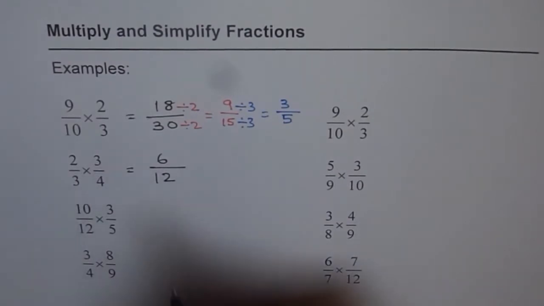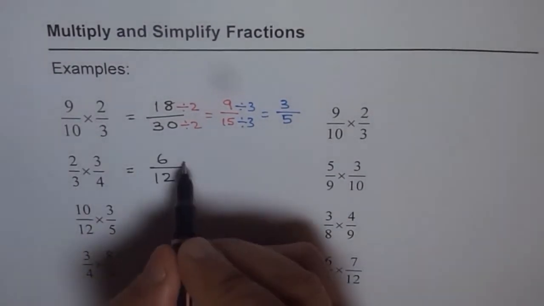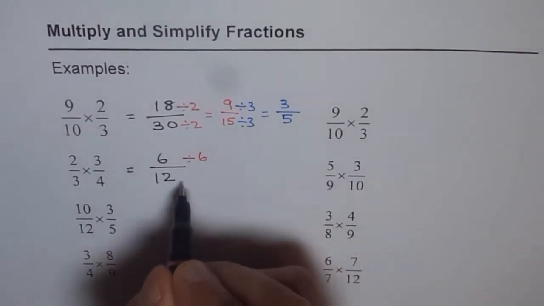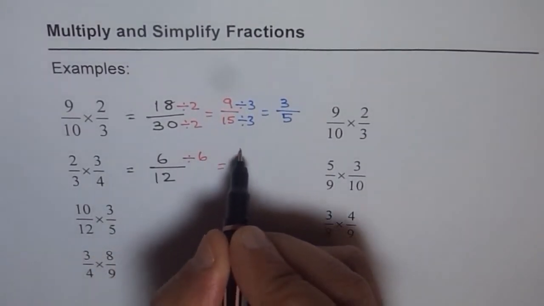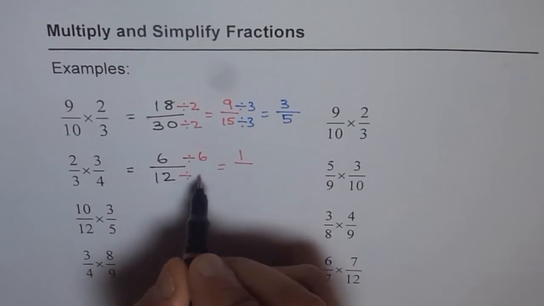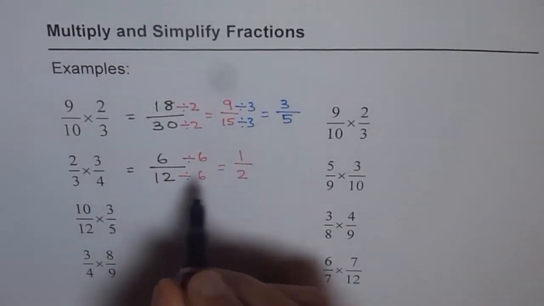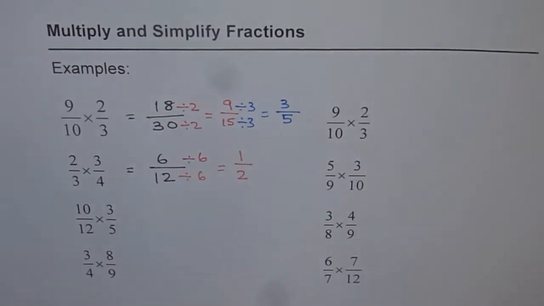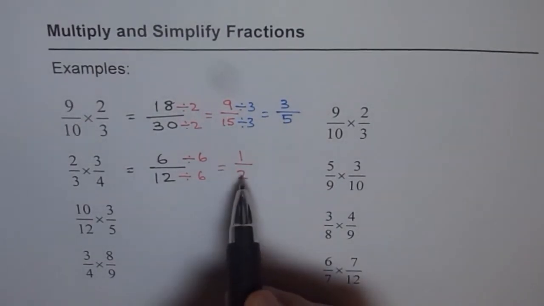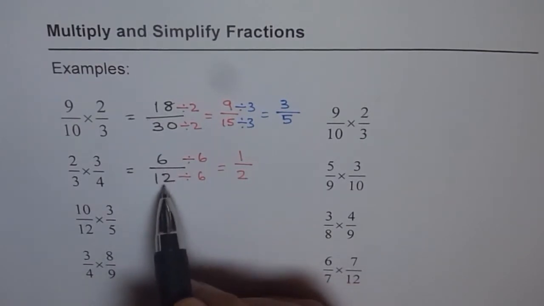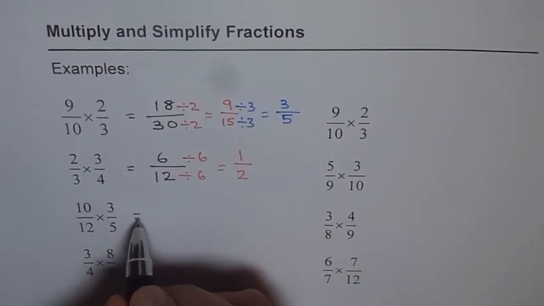Now to simplify, we can divide both by 6 itself. Okay, if you divide by 6, you get 6 divided by 6 is 1 and 12 divided by 6 is 2. Half. Do you see? 6 over 12 is same as half. So you should write half, which is simplified way or simplified fraction of 6 over 12. Now let's do the next one.